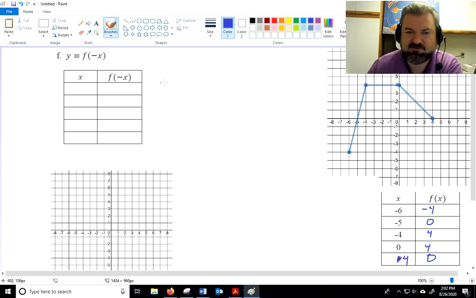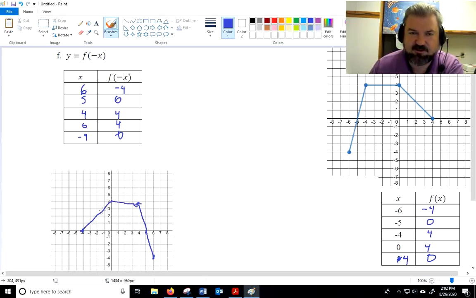So this time I'm going to change all these x values first. 6, 5, 4, 0, negative 4. And then the f of x values will be negative 4, 0, 4, 4, 0. So 6 goes to negative 4, 5 goes to 0, 4 goes to 4, 0 goes to 4, and negative 4 goes to 0. So we see that the negative on the inside has been a horizontal flip, not a vertical one.